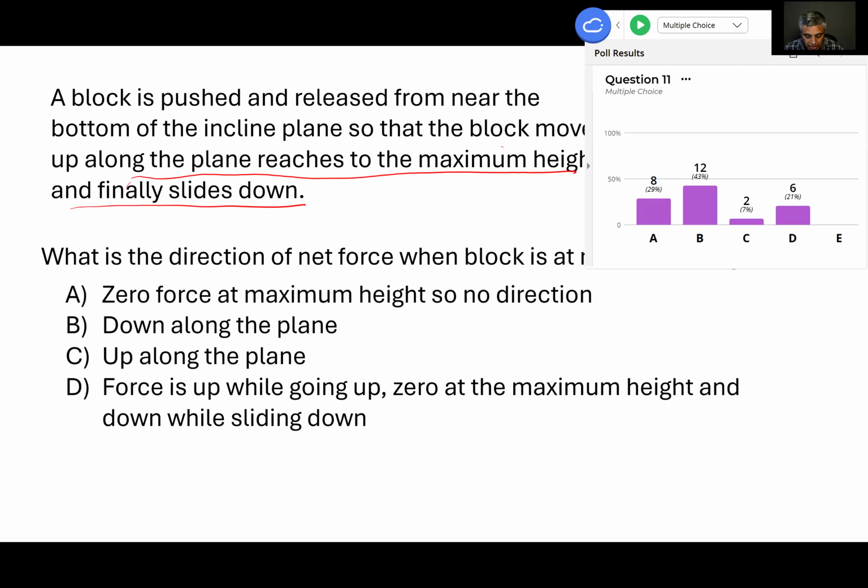Zero force at maximum height, so no direction, is A. If the force was 0, why would it come back? At the maximum height, it stops briefly. If no force is acting, why would it come down? It's like your parked car suddenly starting to move. That's not possible. So there is a force, and it is B, down along the plane.